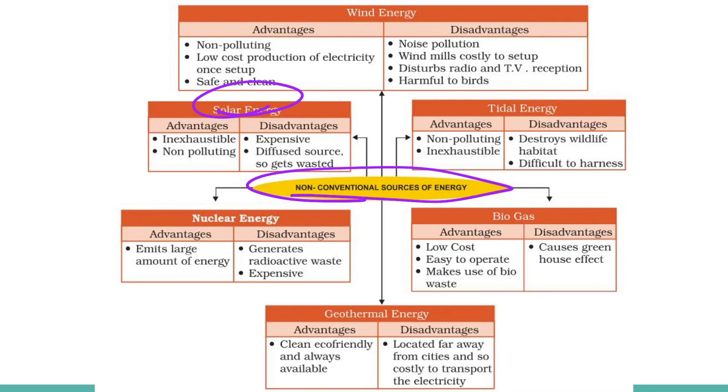Solar energy is also used in solar heaters, solar cookers, solar dryers, besides being used for community lighting and traffic signals. The advantages of solar energy are: they are inexhaustible and non-polluting. And the disadvantages are they are expensive, and they are a diffused source, so energy gets wasted.